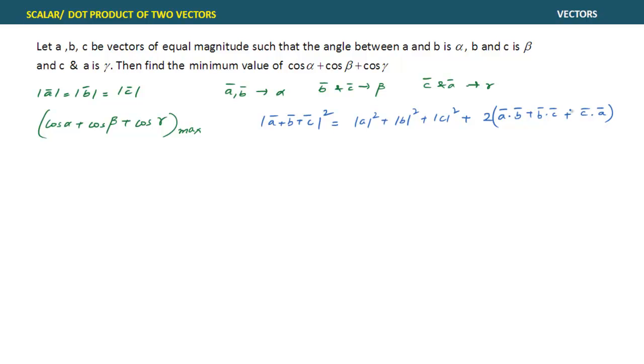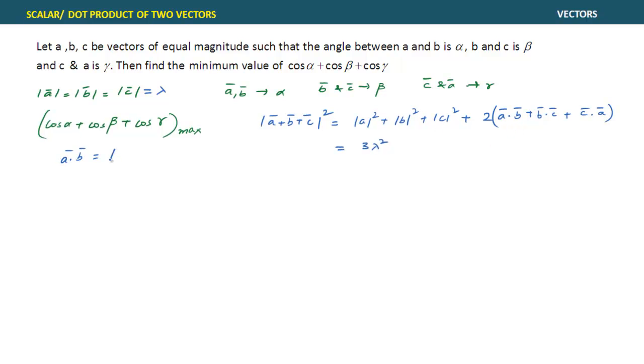Okay, just add to your formula list. Now let's see what we can say about all this. It is given that they have equal magnitude. Let's take this to be lambda. What will be the RHS? 3 lambda square, right? What is a dot b?